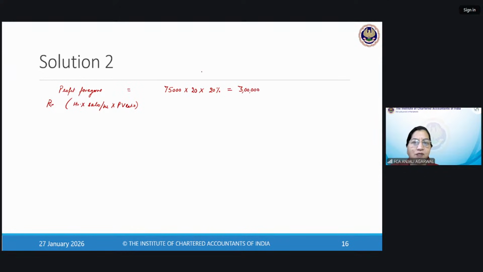Alternative one, when you assume 15,000 is included in 75,000 hours lost. Otherwise, it is 90,000, 75 plus 15, into 20 into 20%. So either it is 3 lakh or it is 3,60,000.